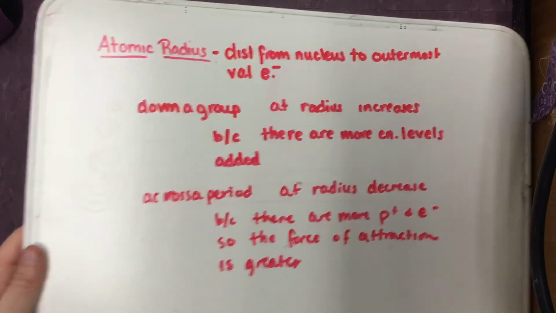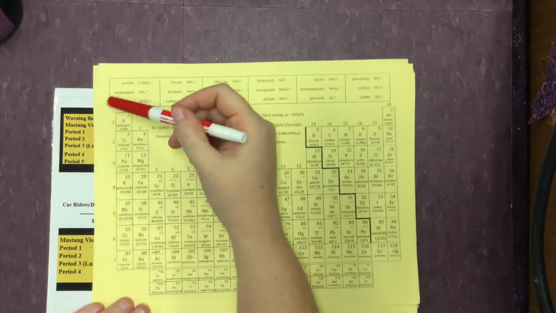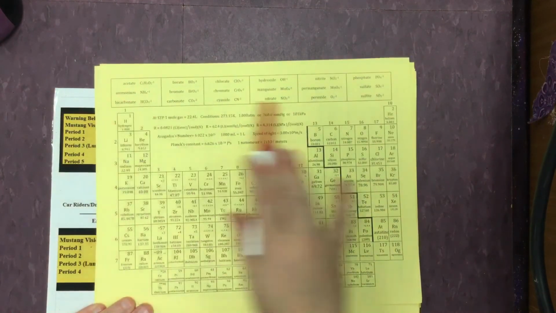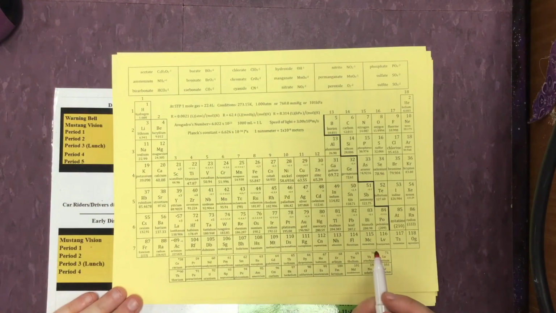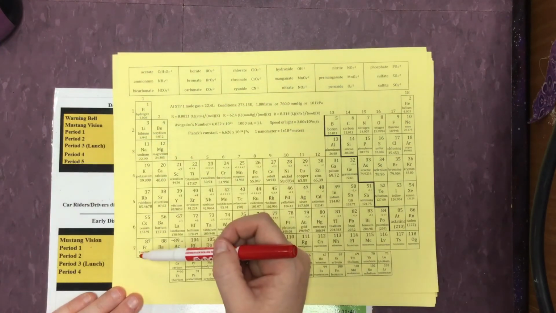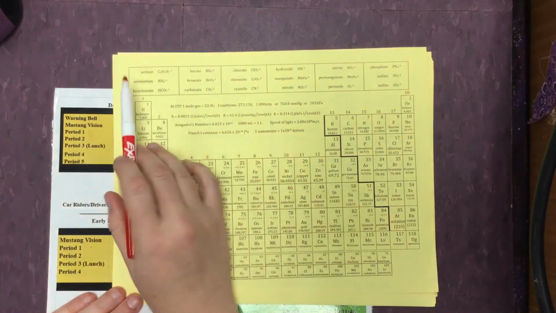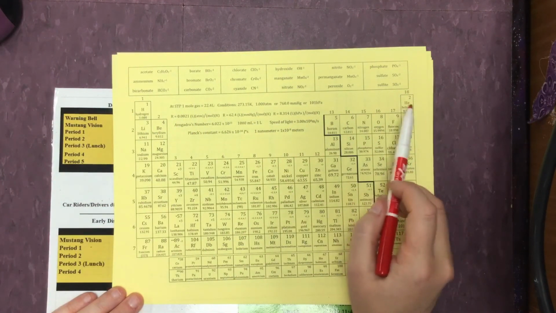And in order to think about that, we're going to look at an actual periodic table. So on our periodic table, we know that it increases going down and we know that it decreases going across. So what we can do is think, where are the minimum and maximum regions? Well, if it increases going down, the biggest is going to be on the bottom. And if it decreases going across, the smallest is going to be over on the right side.